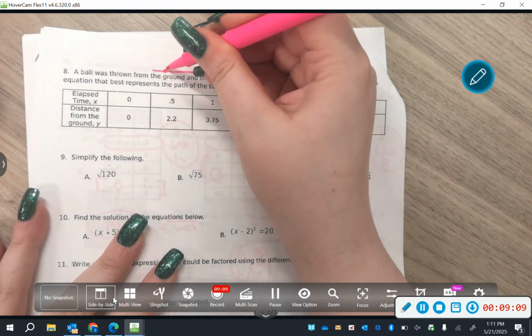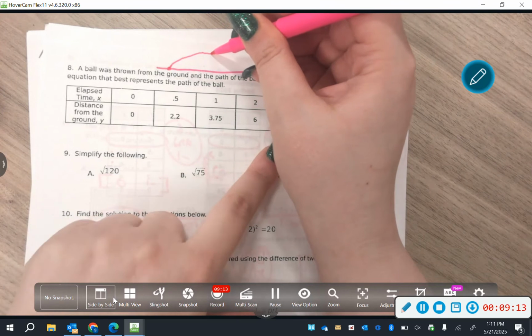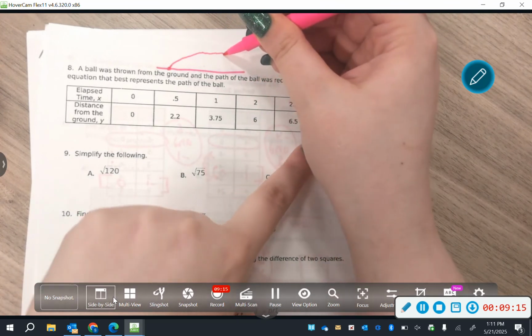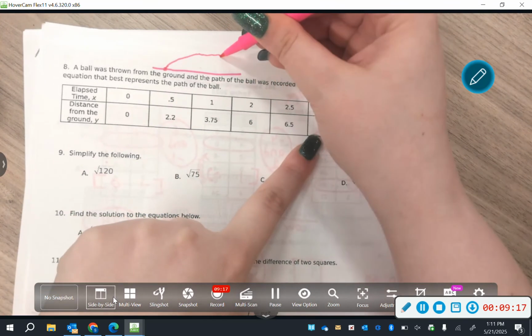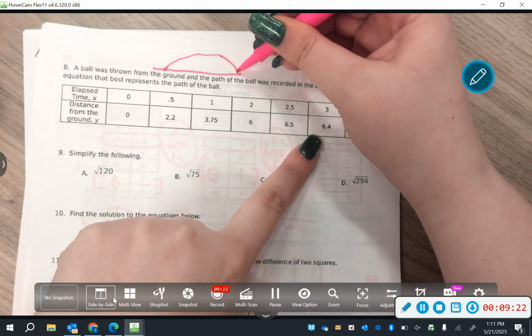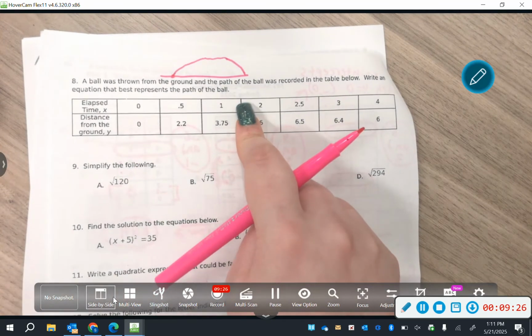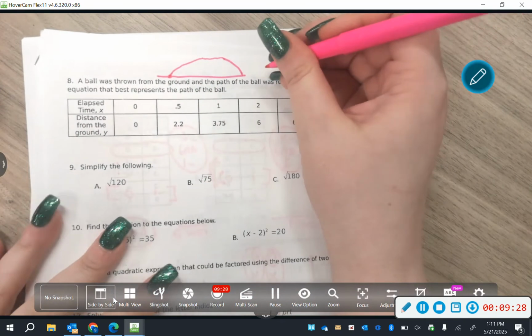So the graph is saying it's starting at 0, then it's going up, up, up, up, and then it starts to go back down. It's going to be something like that. This is not a straight line. It's not linear. It's not exponential. This is quadratic.